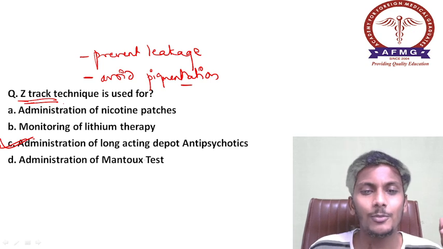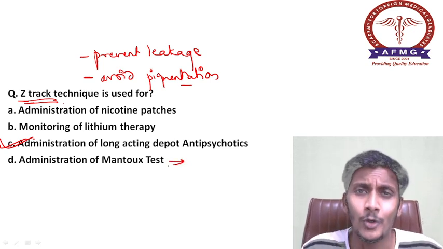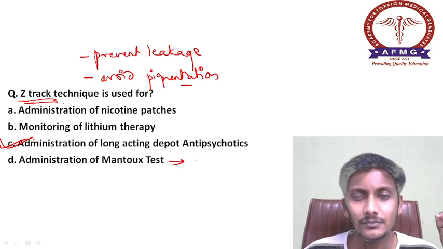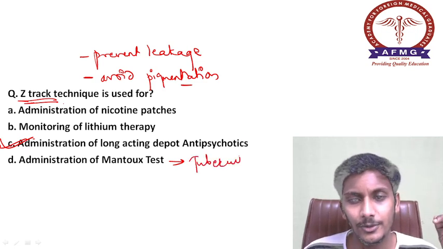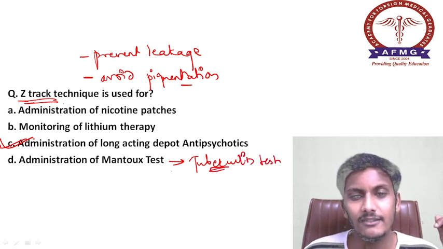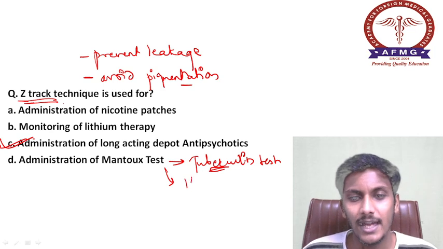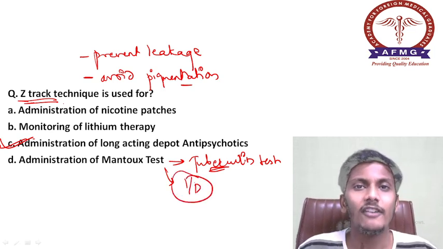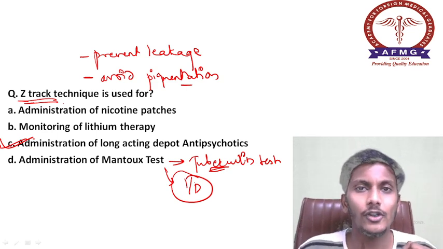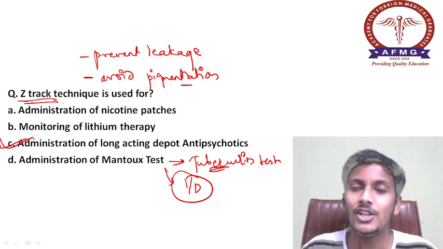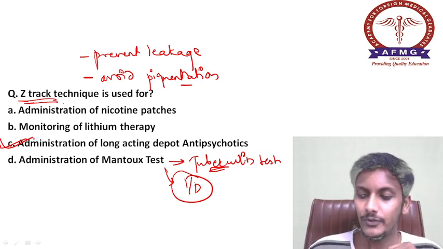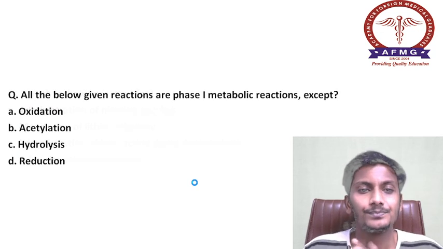Whereas administration of Mantoux test, what is Mantoux? Also known as Montu test. The Mantoux or Montu test is nothing but your tuberculin test. And it is given via which route? The injection is given via the intradermal route, and then after 1 day, almost after 24 to 48 hours, we take the reading. If the induration is more than 10 mm, then the Montu test is positive. Moving further, next one.